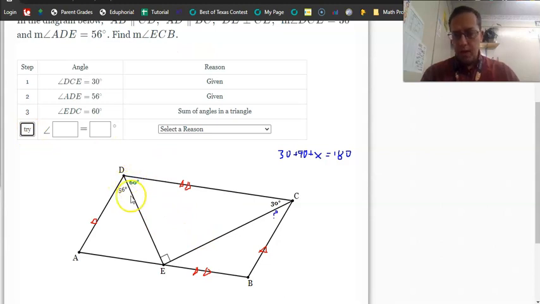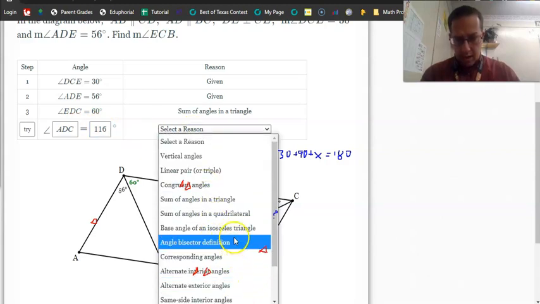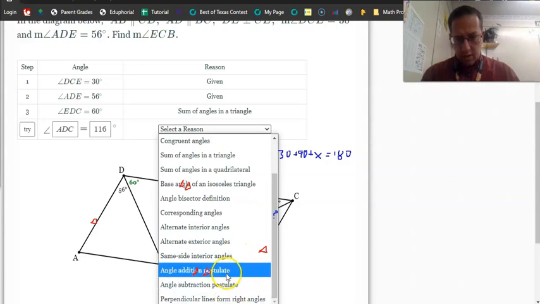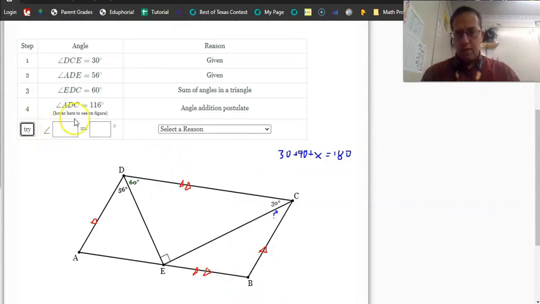That's marked now. And so now I can find the measure of these two together, all of angle ADC. This whole big thing, we just add those up, and that's easy enough to do. That is 116. So angle ADC is going to be 116 degrees because that's angle addition. We just added the angles. Where is that angle addition? Angle addition, there it is. Right there.